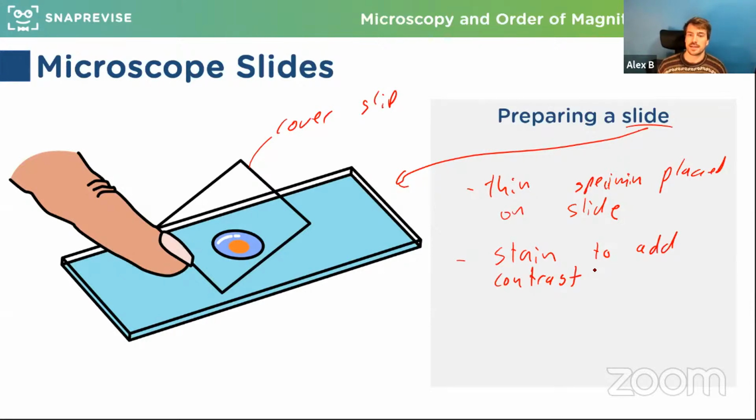Exactly. If we wanted to look at DNA, we would use a stain like methylene blue, which stains the DNA. Therefore, it's going to stand out very clearly. If we were looking at plant cells, we might use iodine, which stains the cell wall, which makes it easier to see. Or it also stains the starch granules.